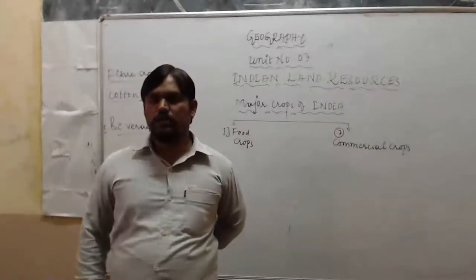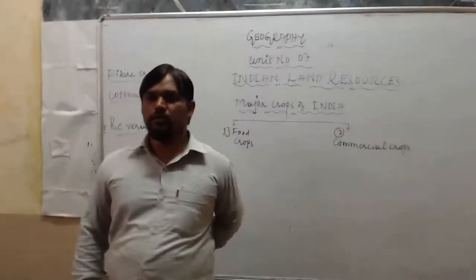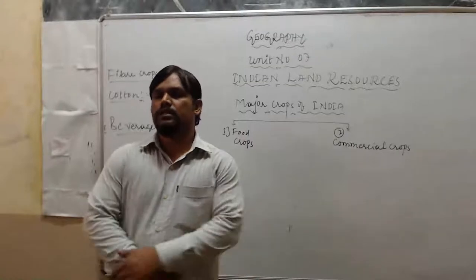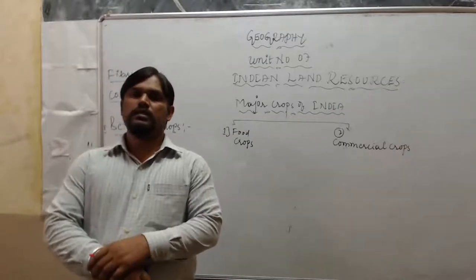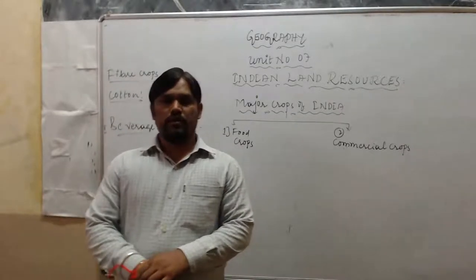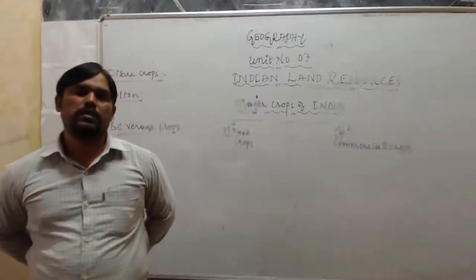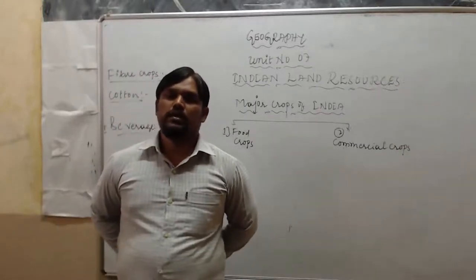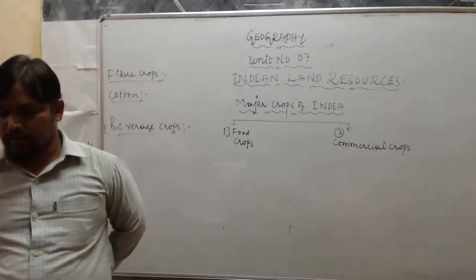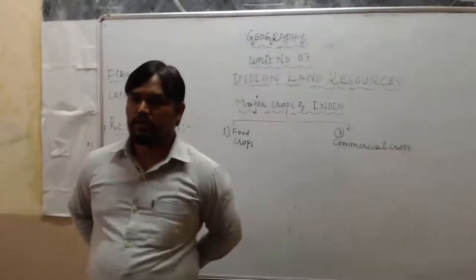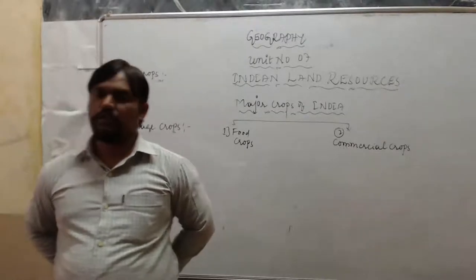Tea is mainly grown in Assam. In India, Assam state is the largest producer of tea. But Karnataka is the largest producer of coffee, especially Mangalore. The scientific name of the tea plant is Camellia thea. Tea contains theine.